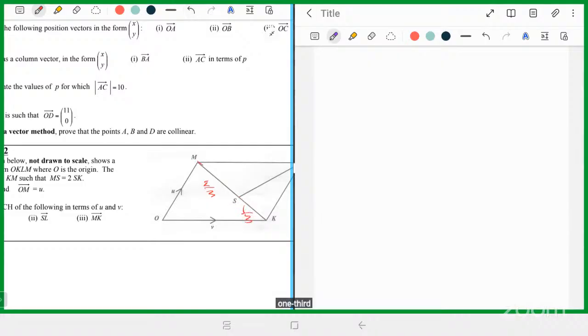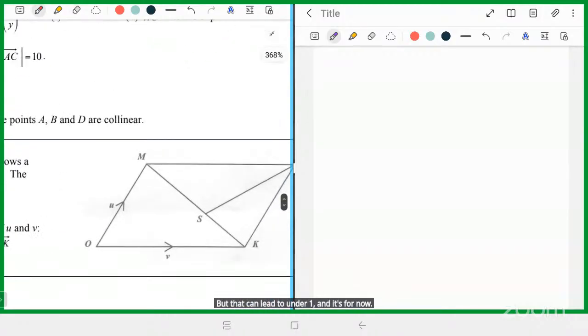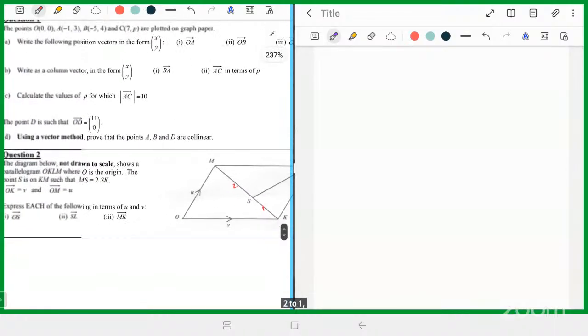1/3 of the entire line. Alright? So S divides this line 2/3 and 1/3. So that's what we know. But I can just leave the 2 and the 1 on it for now. And that will remind me, this is 2 parts, 1 part of the line. 2 to 1.